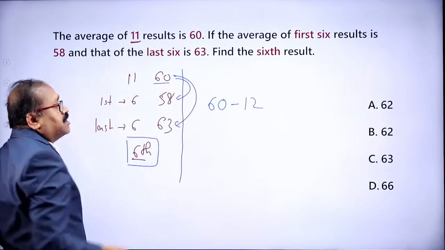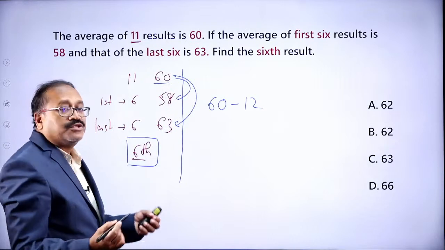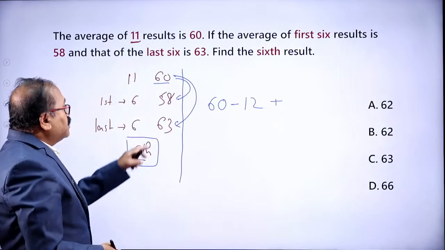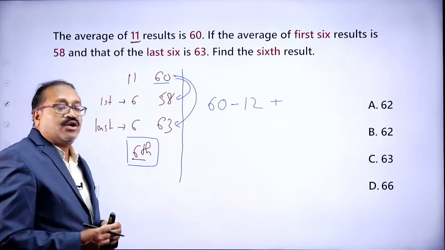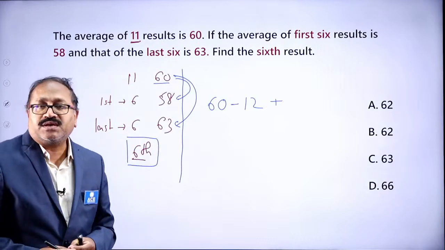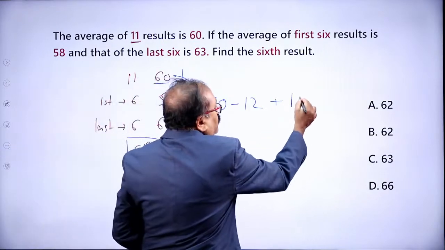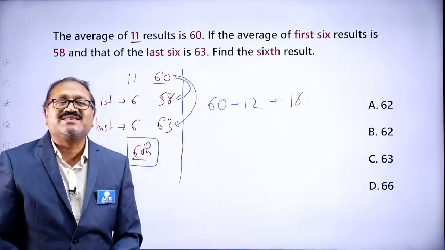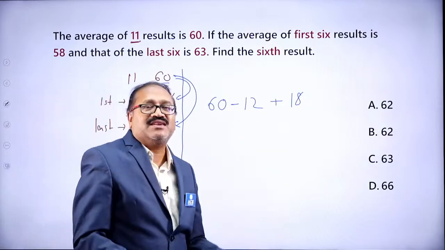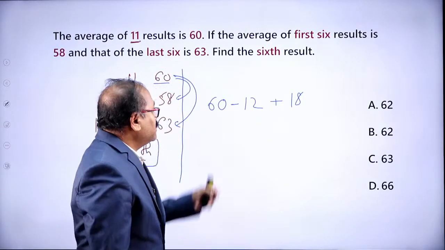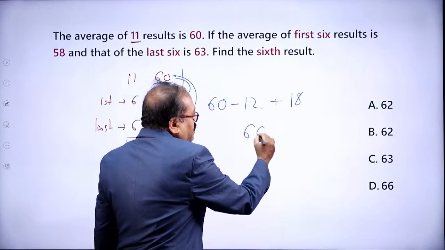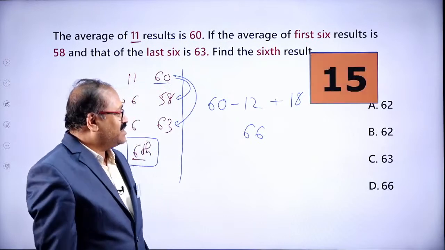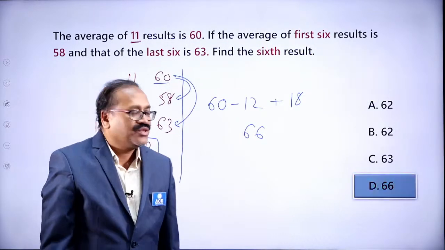Now look at this part. This average is greater than the overall average. How much more? 3 more. So you have to place plus here. And if the average is 3 more, the total will be how much more? 3 into 6, which is 18. So 18 more. Now your answer is ready, my friends. So what is the 6th number? It is minus 12 plus 18, that is plus 6. Then 60 plus 6 is 66. With the minimum writing, you can answer the question. So 66, it's done.